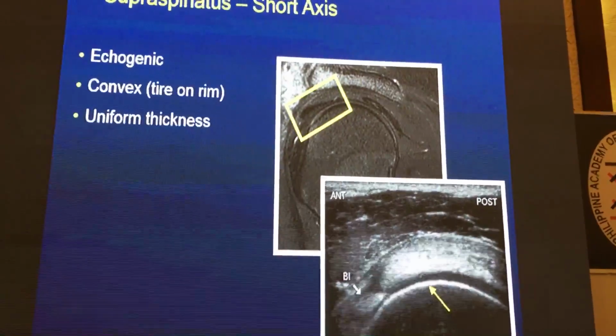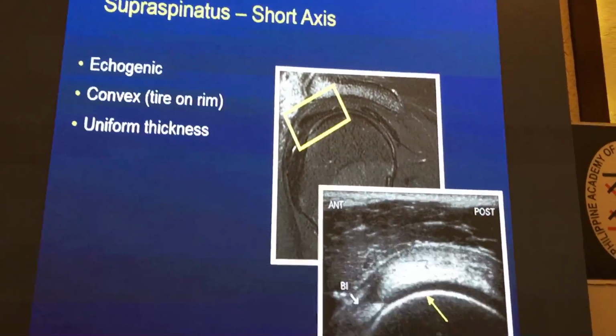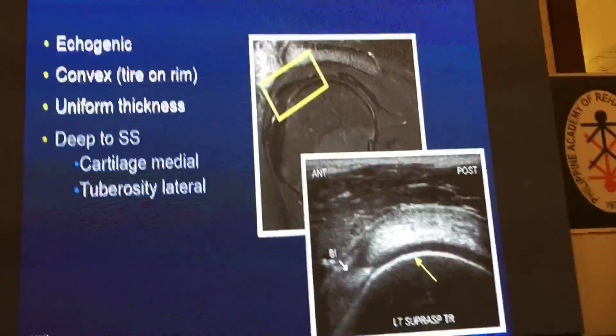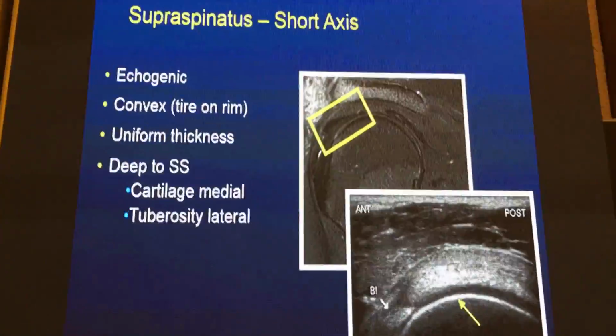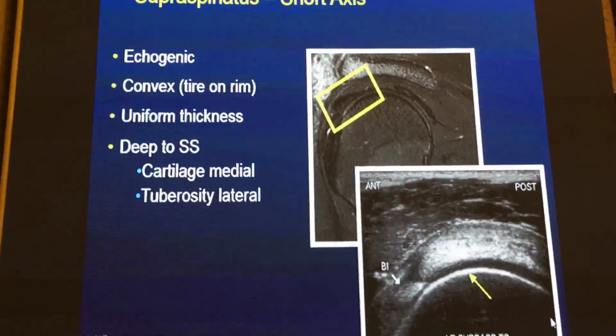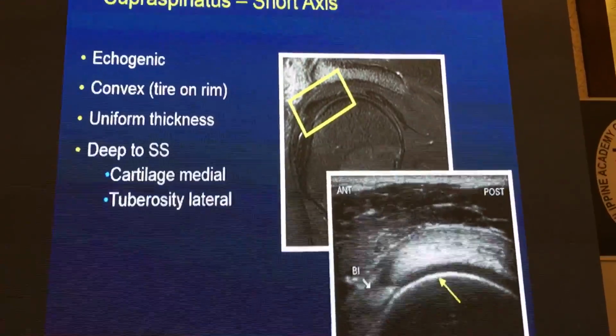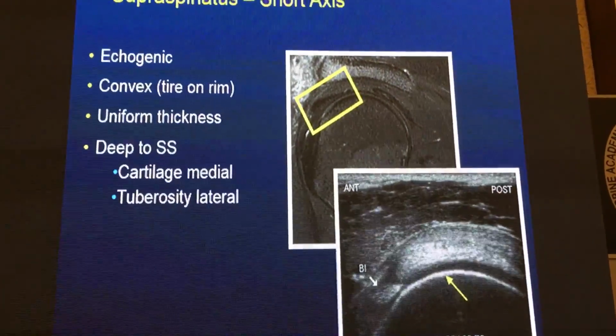If it's greater than 5 millimeters, then that's suggestive of tendinopathy. If it's much less than 4 or 5 millimeters, then you're starting to think about a tear. Deep to the supraspinatus, if you see an anechoic line, that is articular cartilage. And so that means you're looking at the intra-articular portion of that tendon.